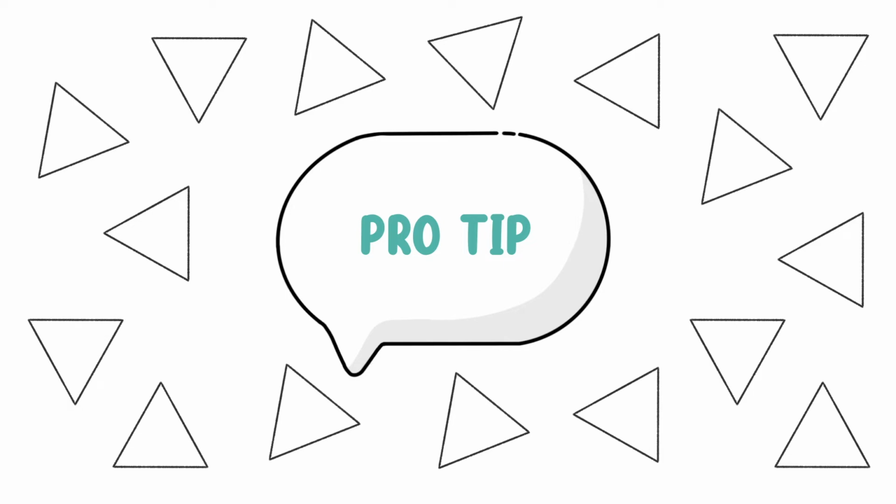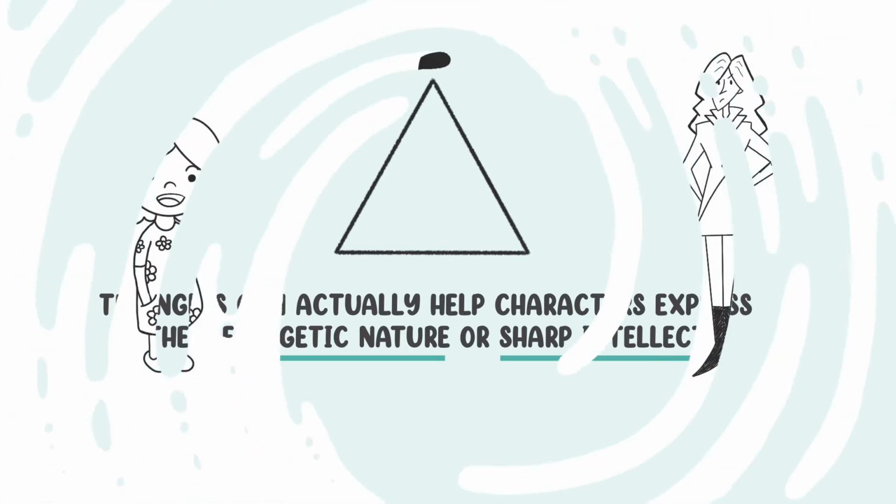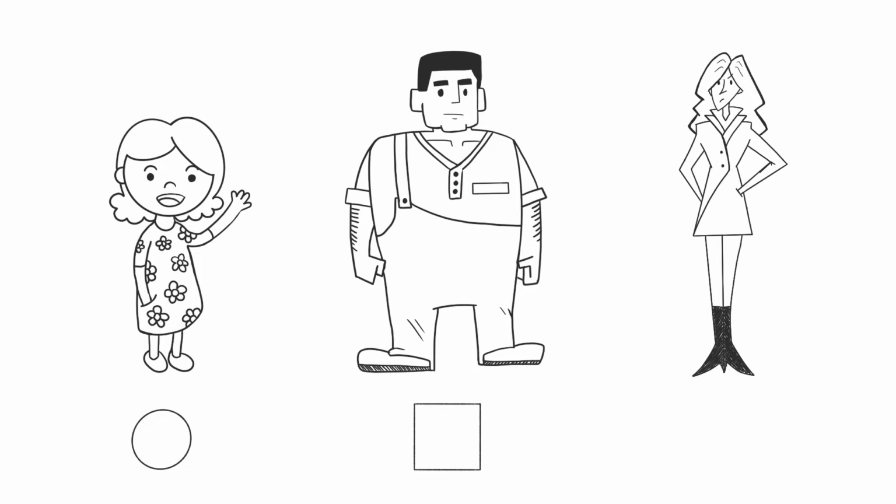I know when I first was learning about shape language, I had perceived all triangle use as an indication that a character was the bad guy, but triangles can actually help characters express their energetic nature or sharp intellect. Now that you have an understanding of shape language, let's look at some examples. What do the shapes that make up these characters communicate to you about their personality? Do you feel they look welcoming, trustworthy, or maybe a little evil?